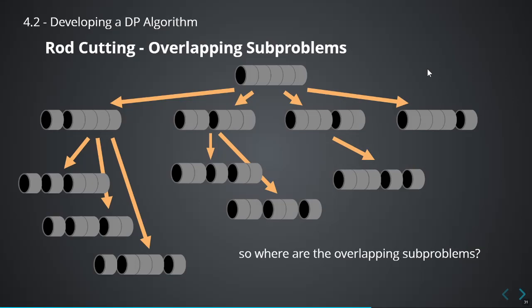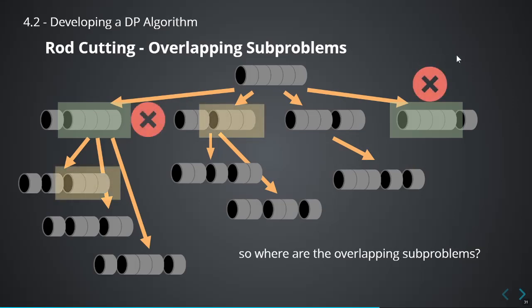So where are the overlapping subproblems? Can you see it? Is it this one and this one? Well, actually, no. Those are not subproblems. Why? Because if it's on the leftmost side, then I won't cut it anymore. So the 4 here will just stay as 4, whereas the 4 on the left-hand side here would be cut up into more and more pieces.